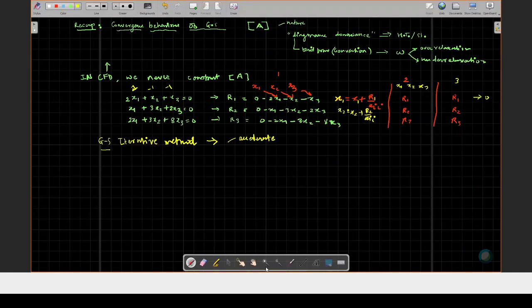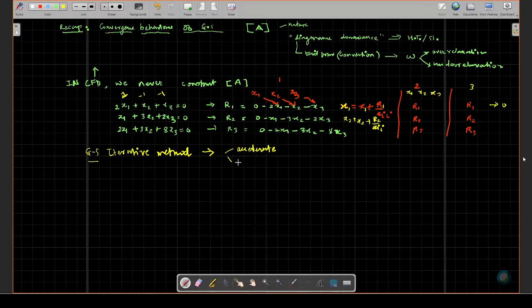Accelerate, we can remove the convergence difficulties.